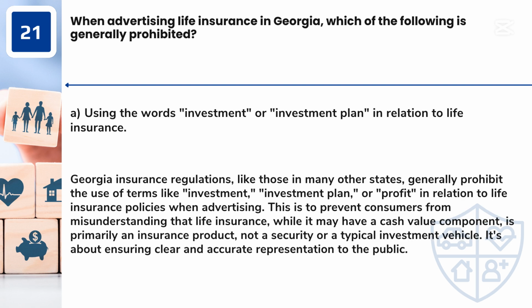Answer: A. Using the words investment or investment plan in relation to life insurance. Georgia insurance regulations, like those in many other states, generally prohibit the use of terms like investment, investment plan, or profit in relation to life insurance policies when advertising. This is to prevent consumers from misunderstanding that life insurance, while it may have a cash value component, is primarily an insurance product, not a security or a typical investment vehicle. It's about ensuring clear and accurate representation to the public.